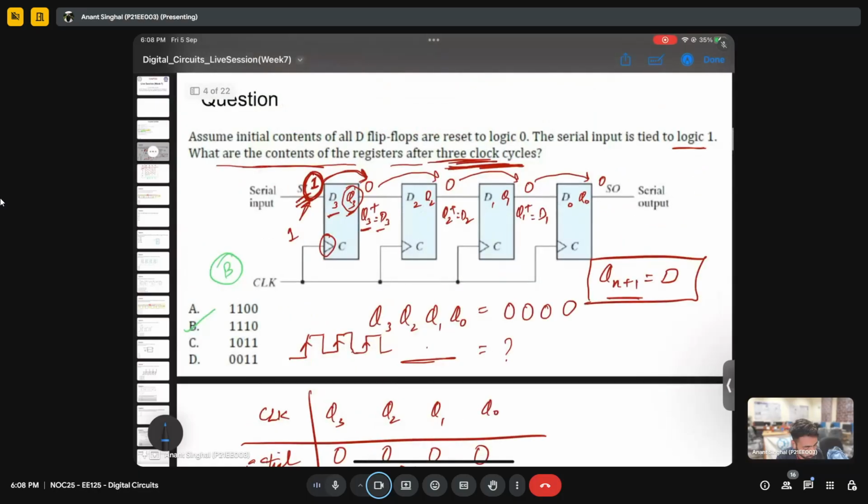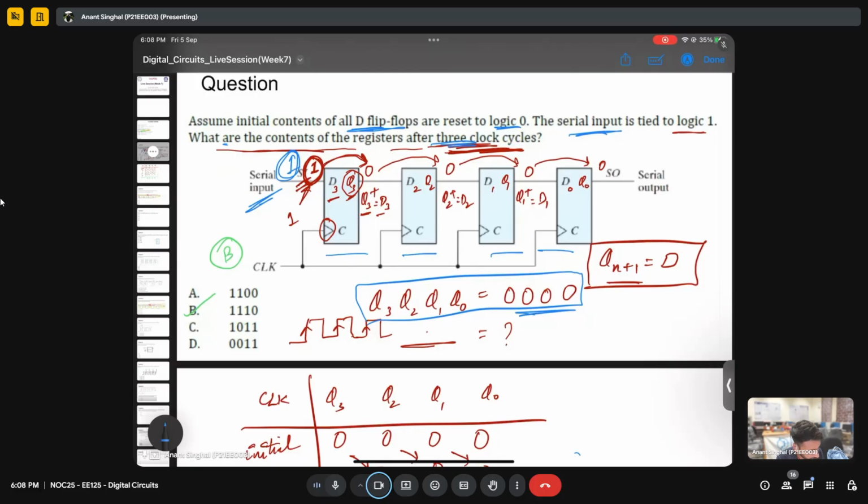So this question involved a sequence of D flip-flops. The question said that initially all the D flip-flops are reset to logic 0. That means the initial state of all the flip-flops is 0. The serial input, that is this serial input, is always 1. The question has stated that, so we cannot change this. And the question asked what is the output after 3 clock cycles.